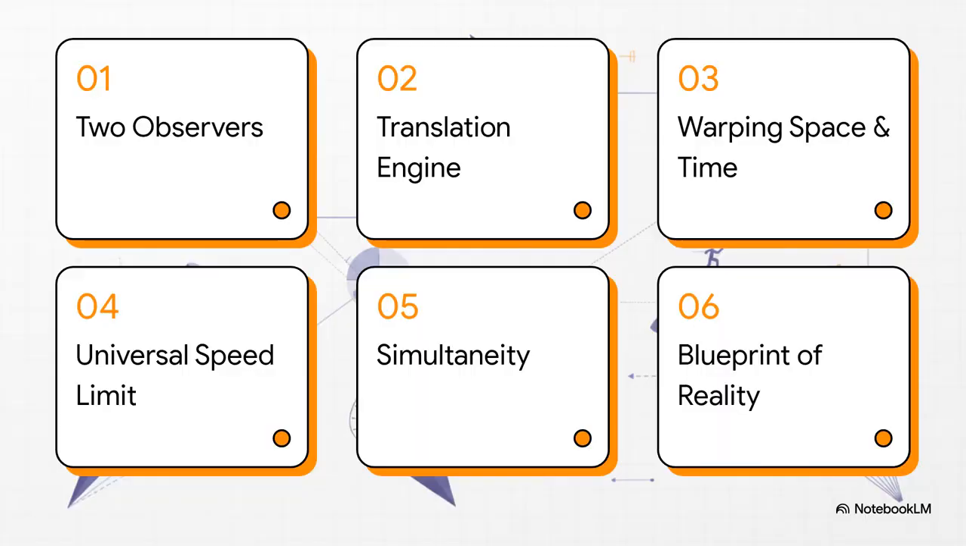So, here's the game plan. We'll meet our two observers and then fire up the relativistic translation engine that connects their worlds. After that, we'll get into the really wild stuff, how this warps space and time, what it means for the universal speed limit, and why "at the same time" isn't what you think it is. And finally, we'll put it all together to see the blueprint of reality itself.